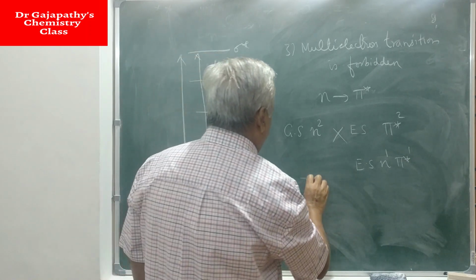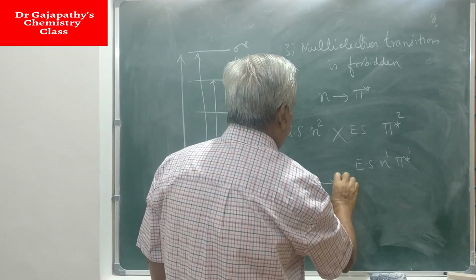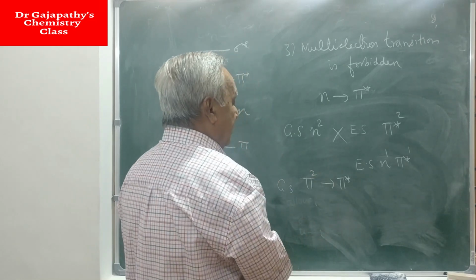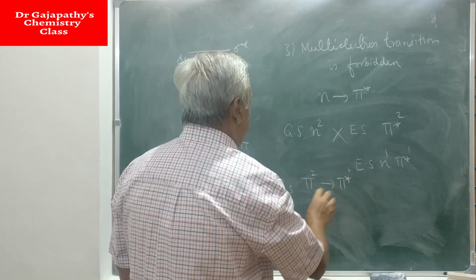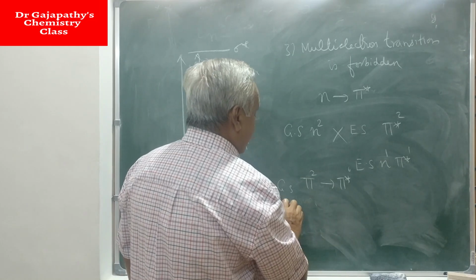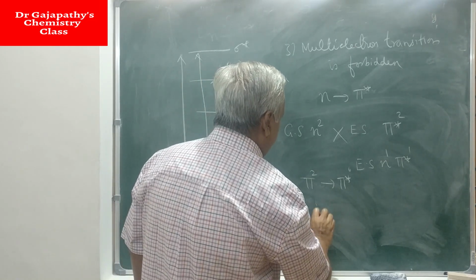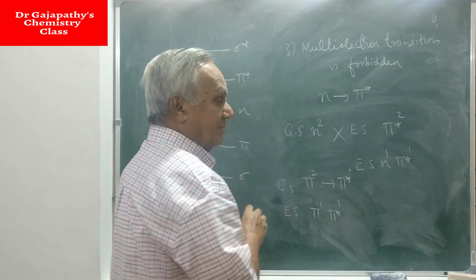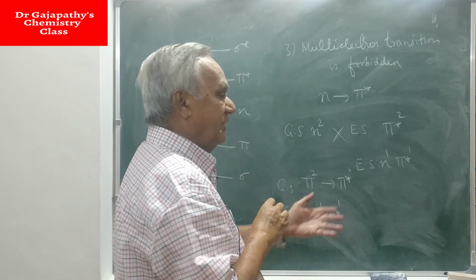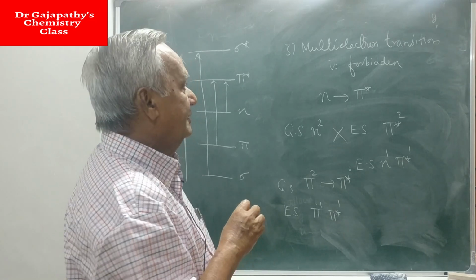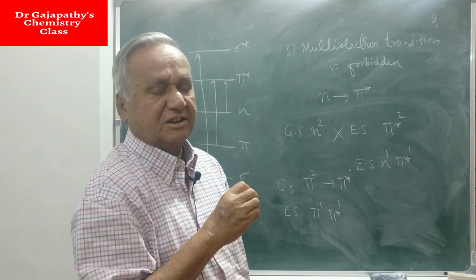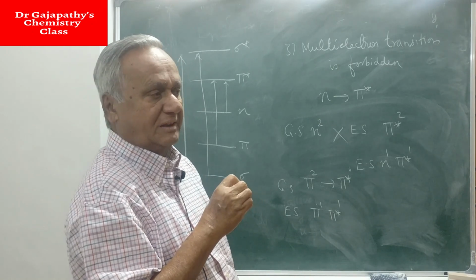Similarly, if I talk about a pi to pi star, if my ground state is pi 2, there is no electron in pi star, the excited state has to be pi 1, pi star 1. It cannot be pi 0 and pi star 2. That is not possible. So subject to these 3 selection rules, electronic transitions take place.